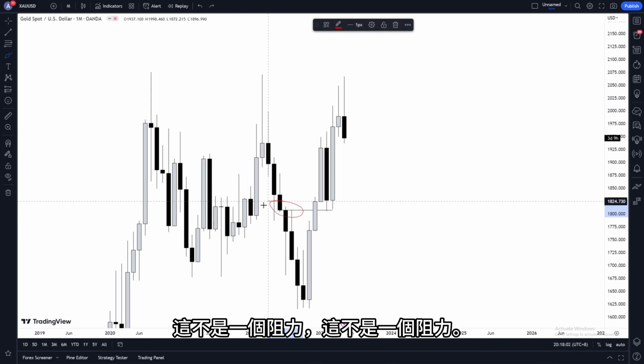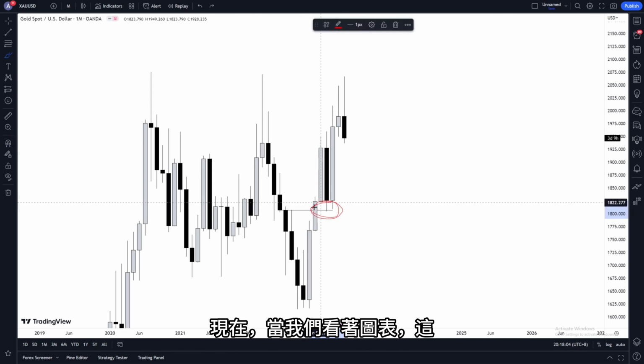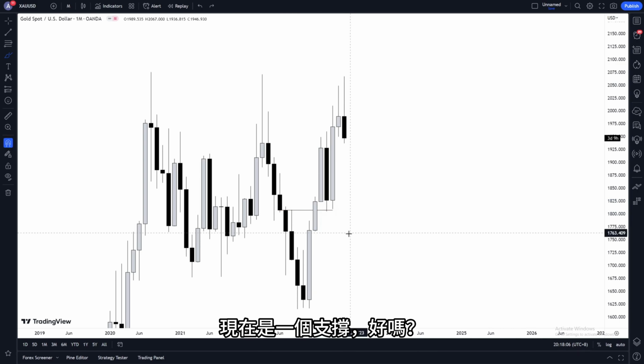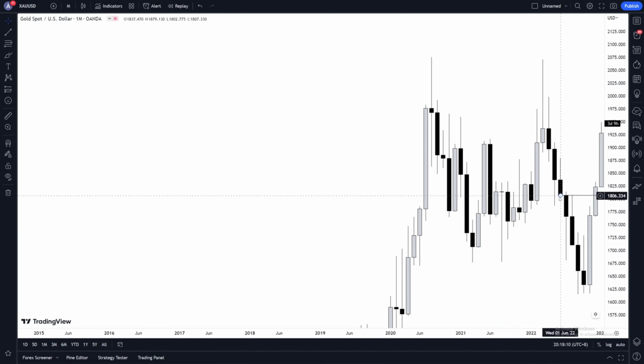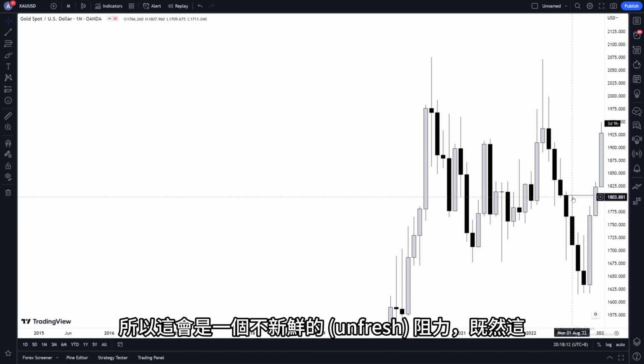This is not a resistance. Right now, as we're looking at the chart, this is now a support. If we're looking at the charts like this, yes, sure, that's a resistance. So this would be an unfresh resistance since this has already been tapped.